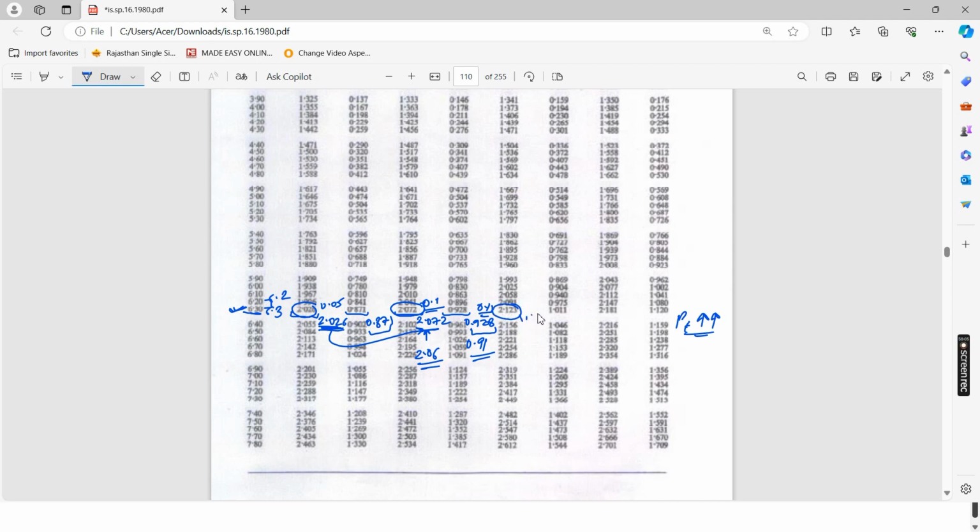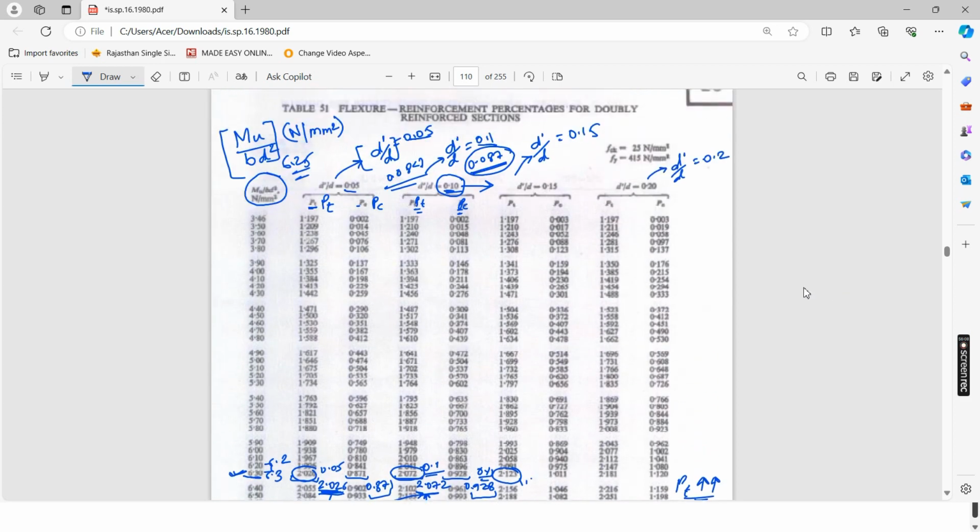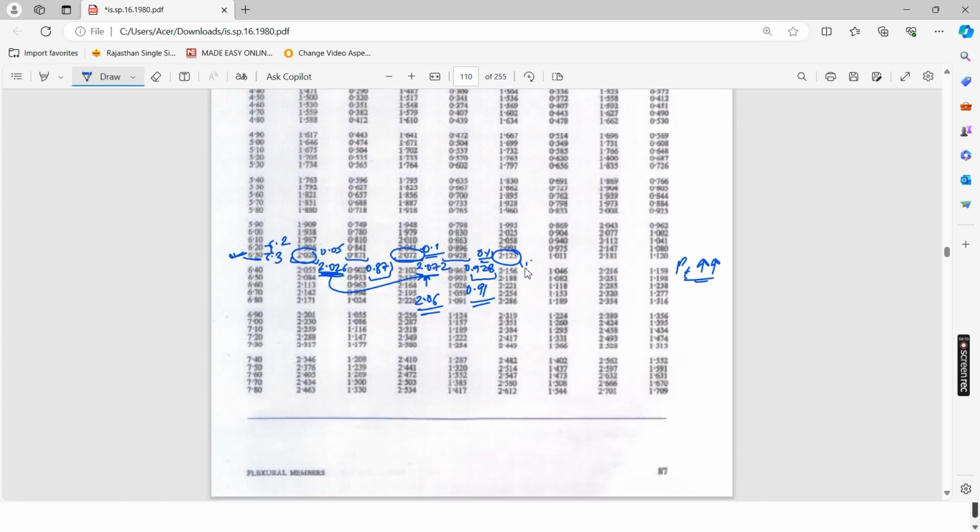2.123 for 0.15, but we want for 0.11. That will be intermediate from where? Like 2.072 and 2.123. So you can take it as 2.1. That are more higher. PT is what? 2.1.